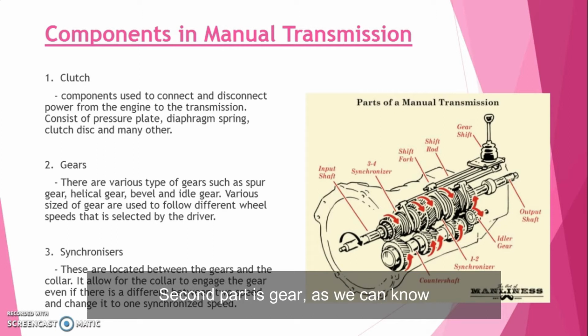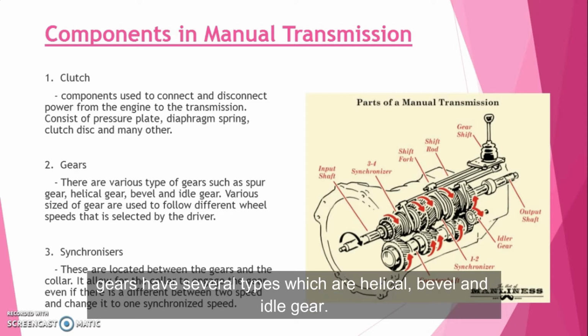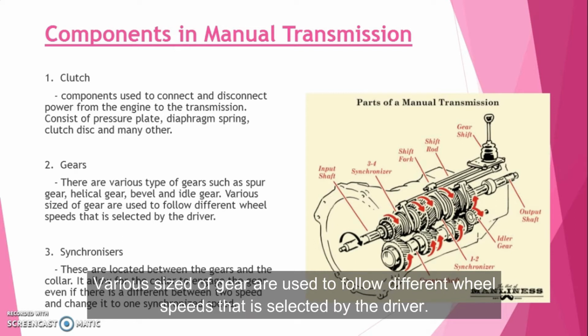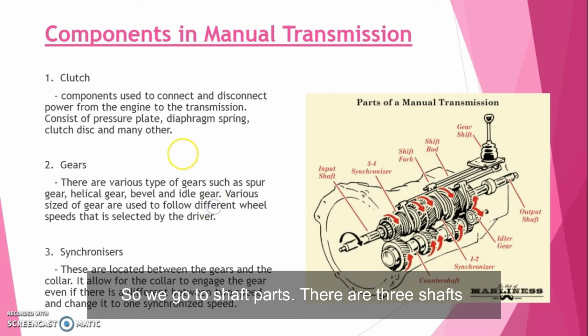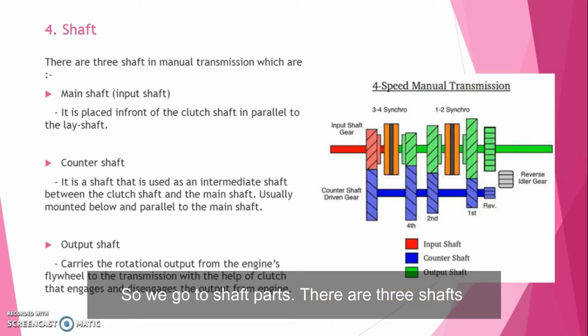Second one is gear. As we can know, gear has types, which are helical gear, bevel gear and rear gear. Various types of gear are used to follow different wheel speed that is selected by the driver. And the last one is synchronizer. They are located between the gear and the collar. Alright, so we go to shaft. There are three shafts, which are main shaft, counter shaft and output shaft.